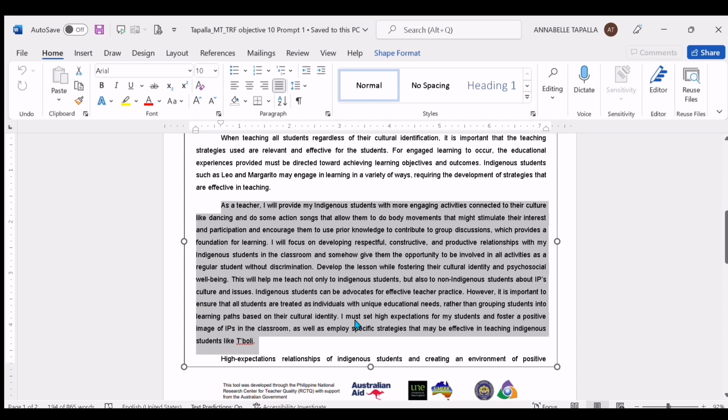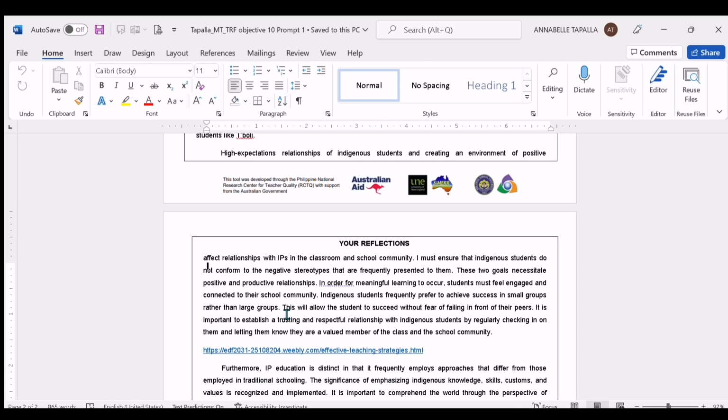I must set high expectations for my students and foster a positive image of IPs in the classroom, as well as employ specific strategies that may be effective in teaching indigenous students like Tiboli. High expectations and relationships with indigenous students create an environment of positive relationships with IPs in the classroom and school community. I must ensure that indigenous students do not conform to the negative stereotypes that are frequently presented to them. These two goals necessitate positive and productive relationships. In order for meaningful learning to occur, students must feel engaged and connected to their school community.